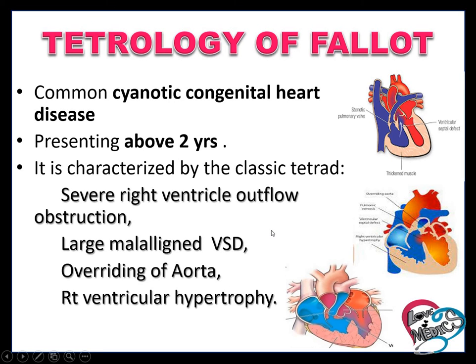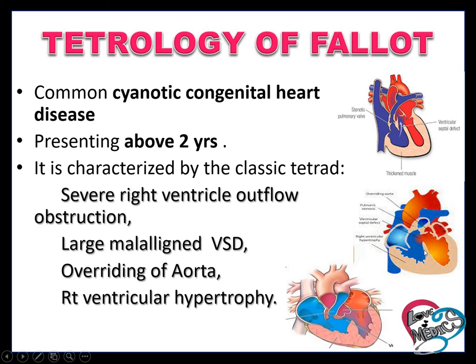Tetralogy of Fallot. Tetralogy of Fallot is also a cyanotic congenital heart disease. The patient presents above 2 years, and it is characterized by 4 conditions. Tetra means 4. Mono means 1. Bi means 2. Tri means 3. Tetra means 4. 4 classical features are present. They are severe right ventricular outflow obstruction, which means pulmonary stenosis.